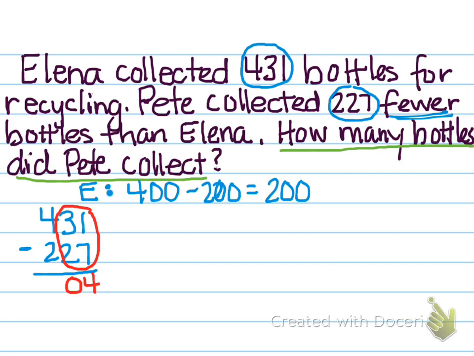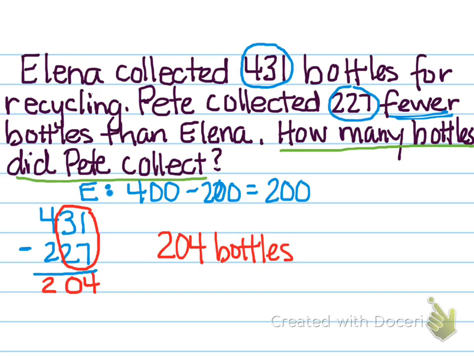Then I'm going to subtract the hundreds. And 4 minus 2 equals 2. So Pete collected 204 bottles. Now I want to stop and ask myself, does that come close to my estimate? And it sure does. So my answer is reasonable.